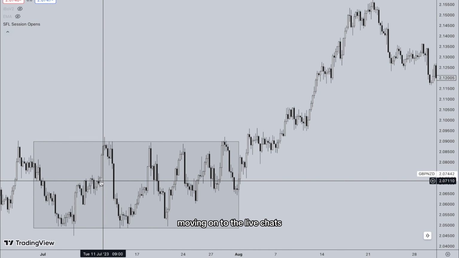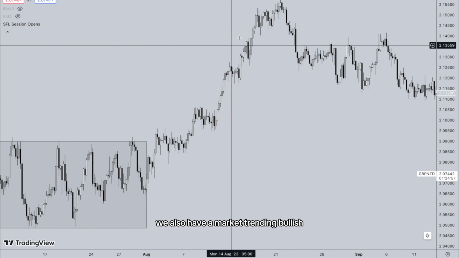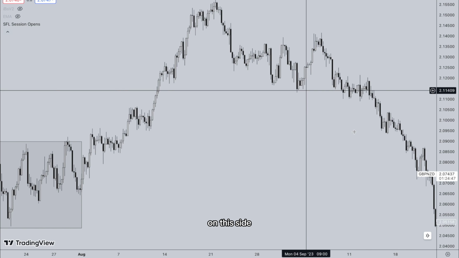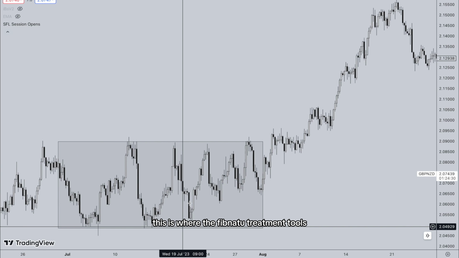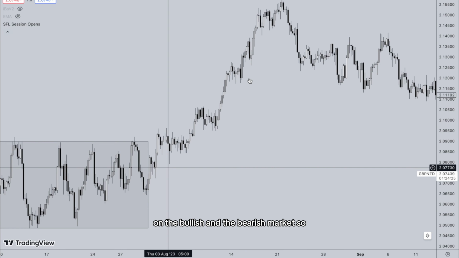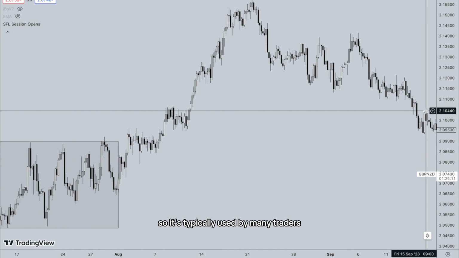Moving on to the live chart, we can see here that we have a ranging market. We also have a market trending bullish, all on the 4-hour. So currently on this side, we can see a bearish market. That is going to be our focus for today. This is where the Fibonacci retracement tool is likely not to work, but it's going to work on the bullish and the bearish market. So it's typically used by many traders.